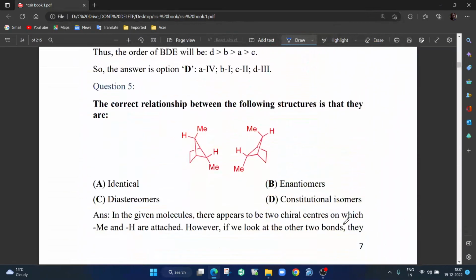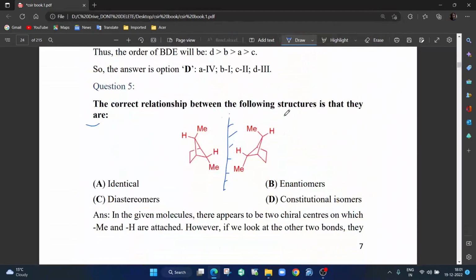Now this question was again very confusing, but it was a very simple question. The question says the correct relationship between the following structures is that they have made it so they look like mirror images. So first thing we'll think is they must be enantiomers, but the enantiomer definition is not just mirror image, it is non-superimposable mirror images. If it is superimposable, then they are identical.